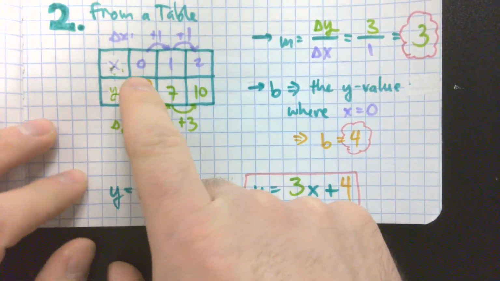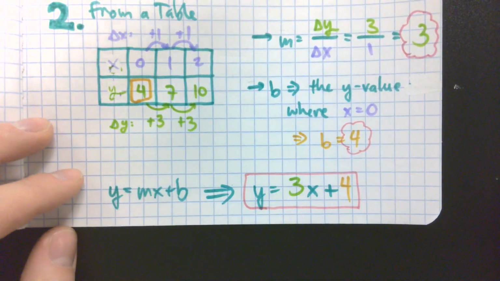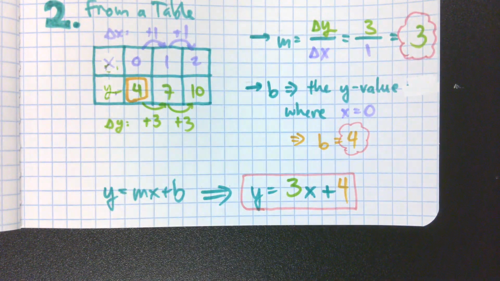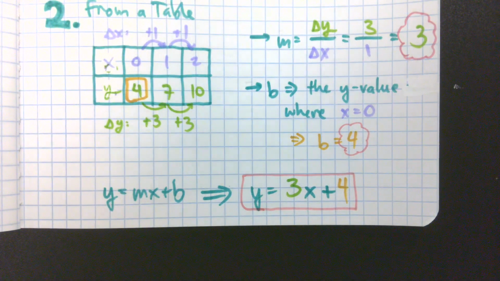Most of the time, though, there will be a 0 there, so we just have to look and find it. But all we got to do is follow our pattern to figure out what that b is going to be if we don't have a 0. All right? Great question.